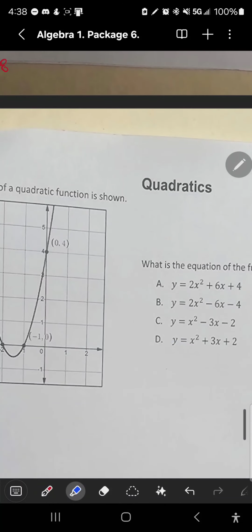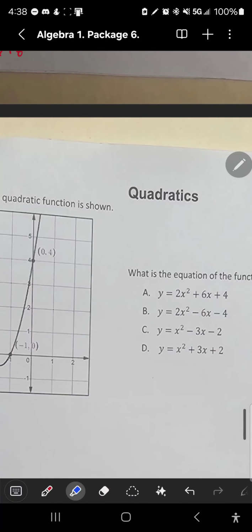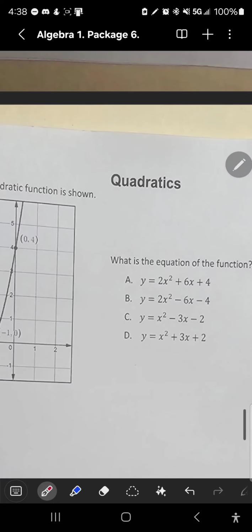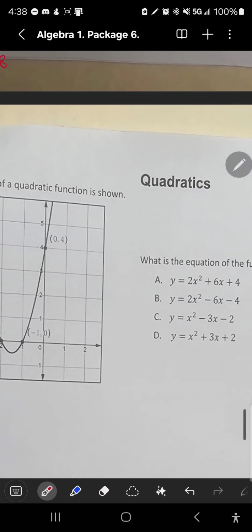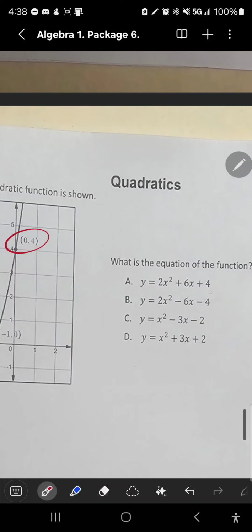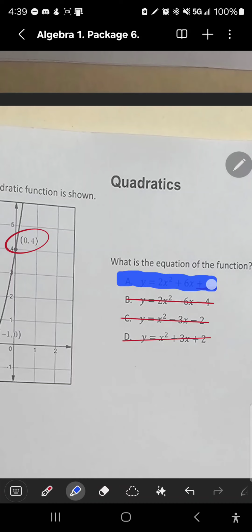Now our last one. First we see that our intercept is 4, positive. This is easy. We see that our y-intercept is positive right here. The only one that has a positive intercept is A. It's not happening here, and it's happening here. So A is our answer.